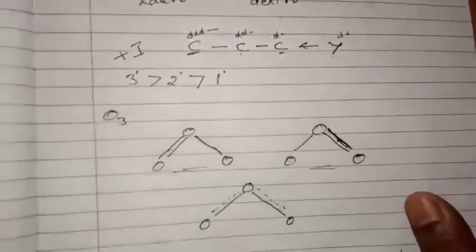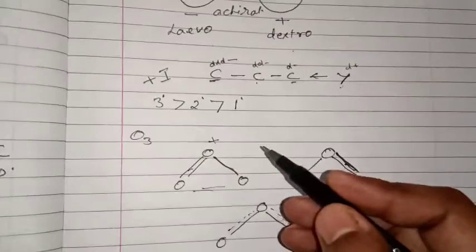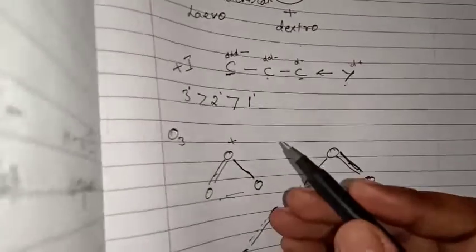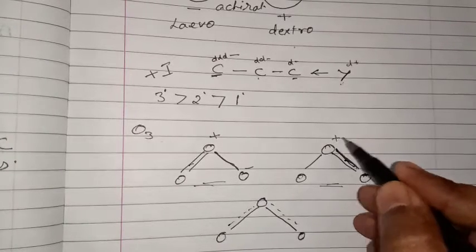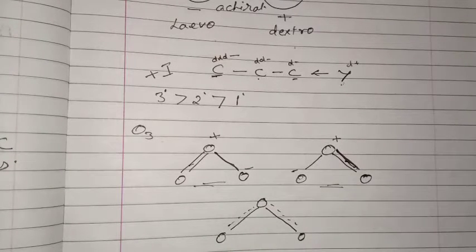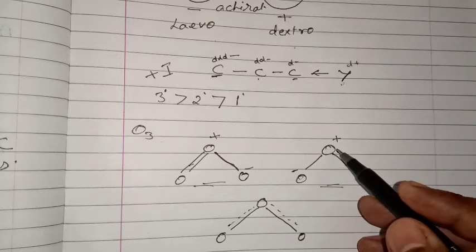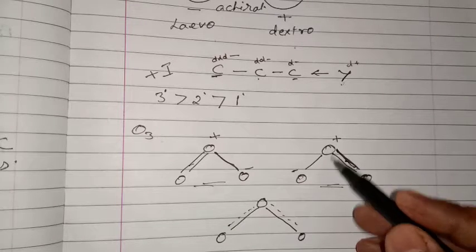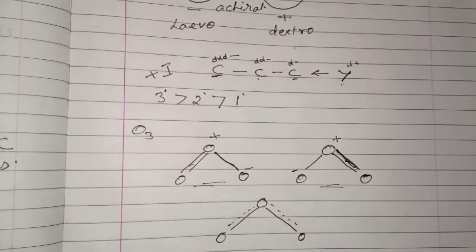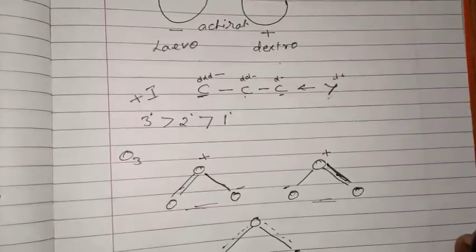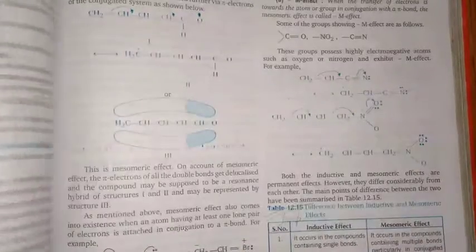Here we can see this structure has the plus charge and this structure has the negative charge. What we are seeing is that the positive and negative charges lie on nearby atoms, and the same charges lie far away from each other. So this is all about resonance.